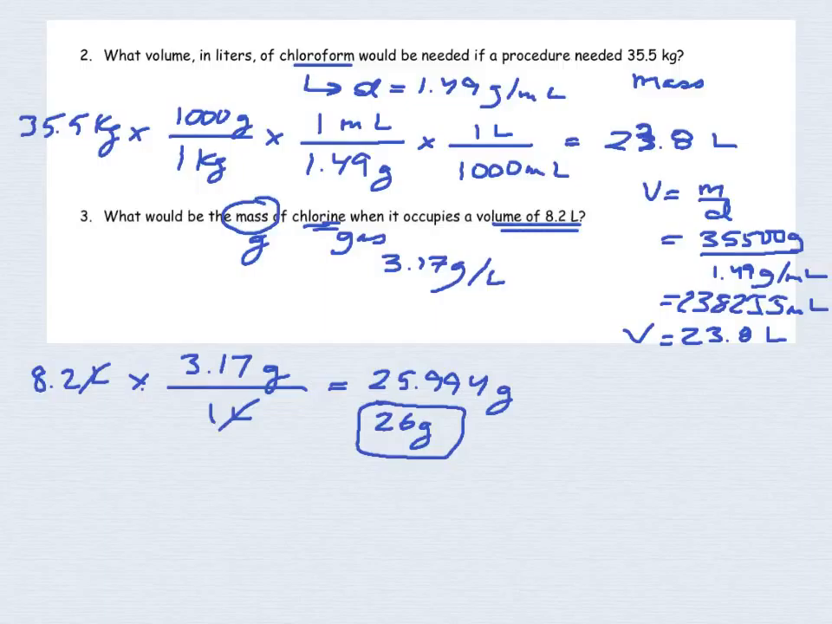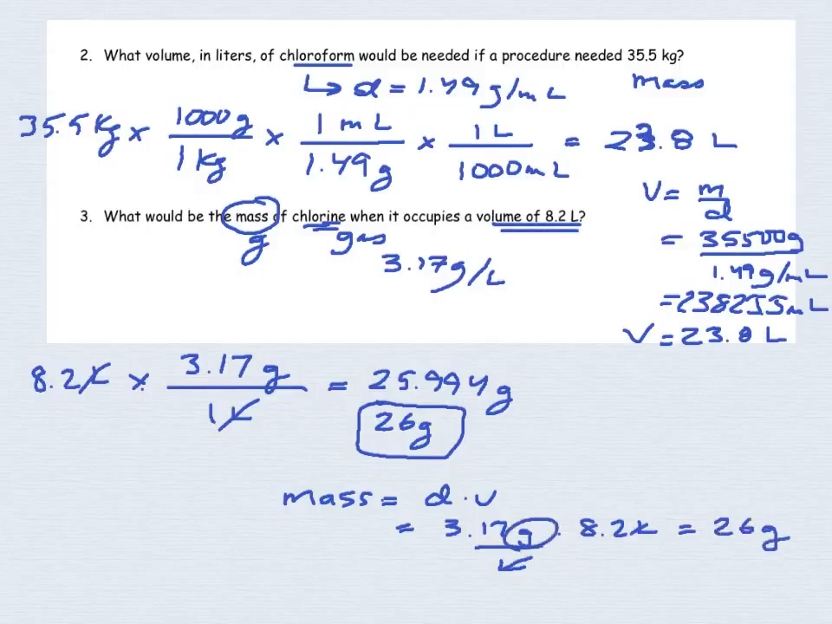You could also have used the formula mass equals density times volume, or volume times density. If you wanted to use the triangle to rearrange, you could have simply plugged in 3.17 grams per liter, multiplied by 8.2 liters, and you would get, of course, the same answer, 26 grams. The grams will be what you're left with.